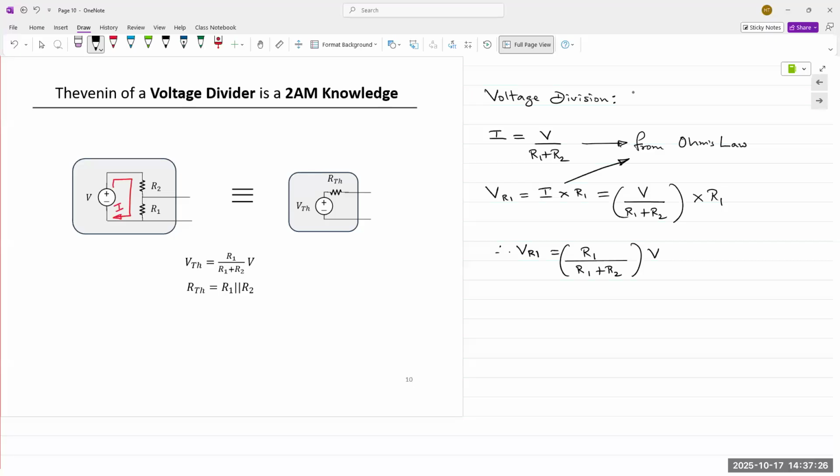So what is VR2 then? Take a guess. Absolutely correct. And that, in short, is the voltage division principle.